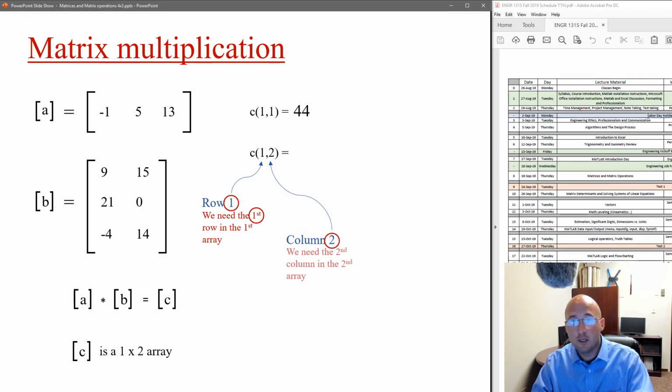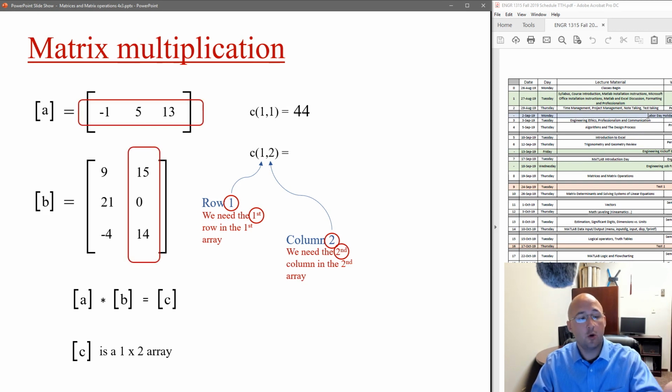The 2 tells me I need the second column of my second matrix in my multiplication, or B. So then I'm going to circle those again, and we're going to get started. Again, we're going to walk element by element. So first element in my row times the first element in my column.